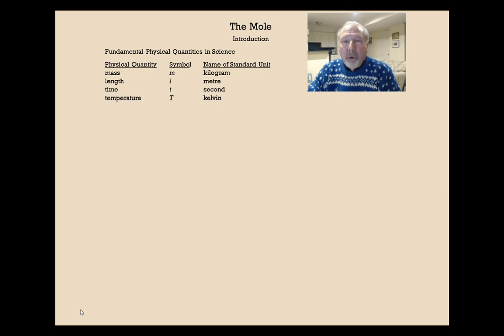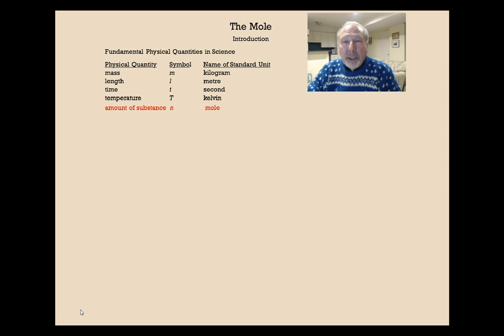To these 4, we now add a 5th, the amount of substance. Now, it's a bit of a mouthful. It's not as simple and clean as the single words above, but with practice, you'll be comfortable with this quantity called amount of substance. The symbol is N, and the unit is the mole. I don't know why N was chosen instead of M. I presume M had already been taken up by mass, perhaps, but N is the symbol.